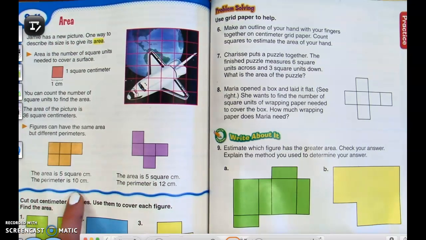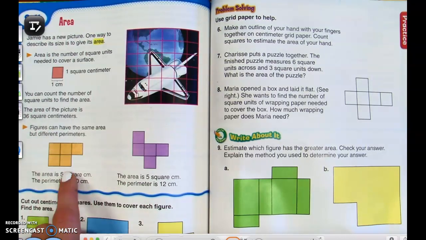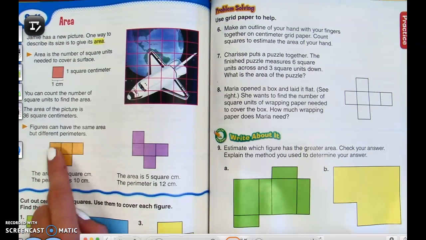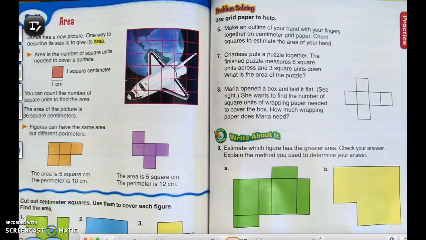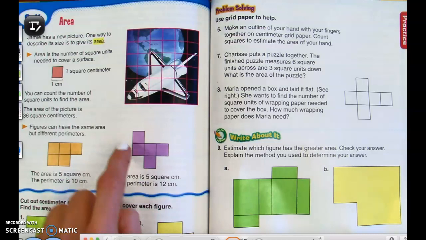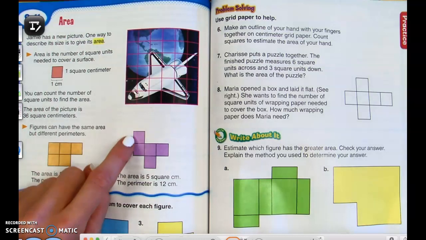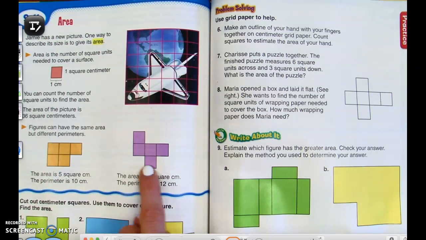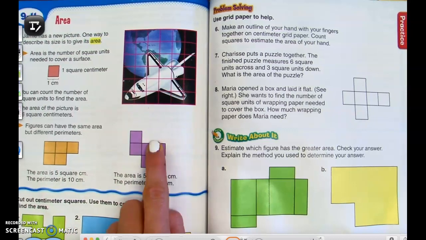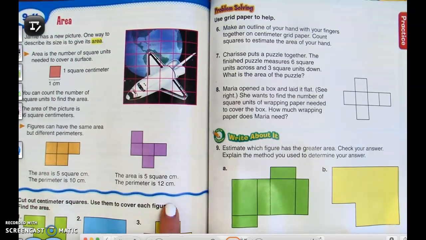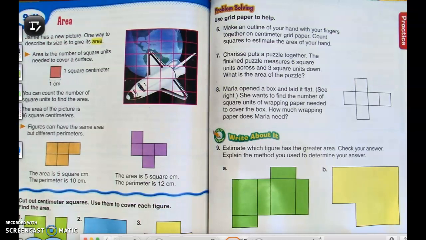So the perimeter is 10. Or you could think 2 plus 2 plus 1 plus 1 plus 1 plus 3 equals 10. So let's look at this. The area, again, remember we're thinking of the inside, so how many square centimeters are covering up the inside? 1, 2, 3, 4, 5. But the perimeter, we're adding up everything along the edge. So 1, 2, 3, 4, 5, 6, 7, 8, 9, 10, 11, 12. So 12 centimeters. You can also look at this picture here.